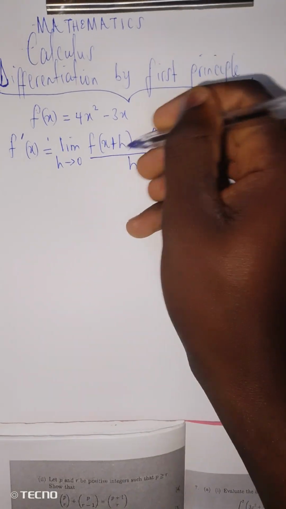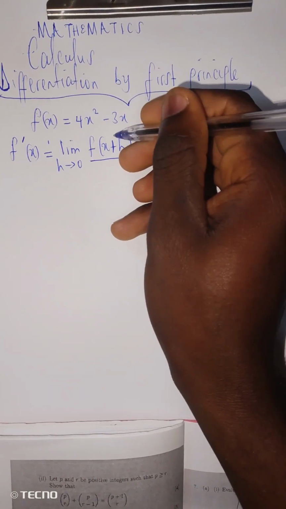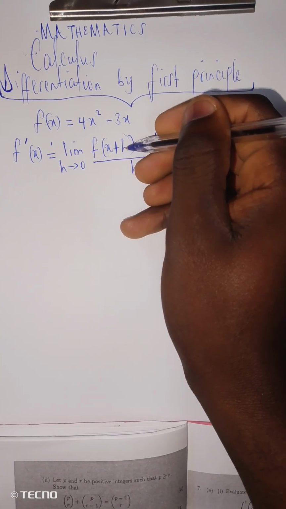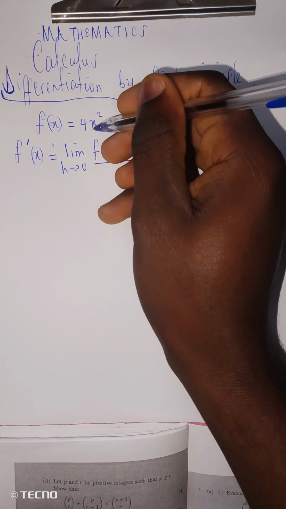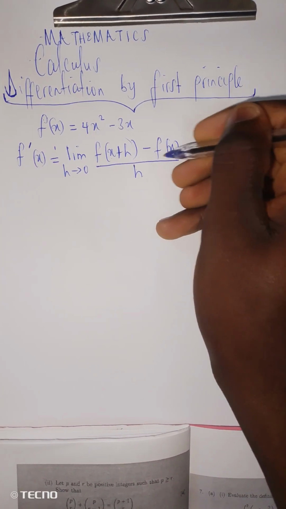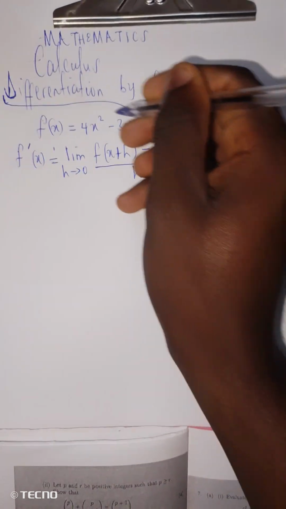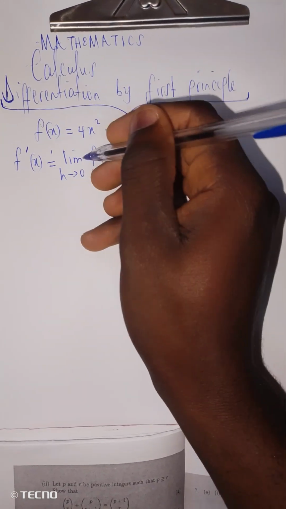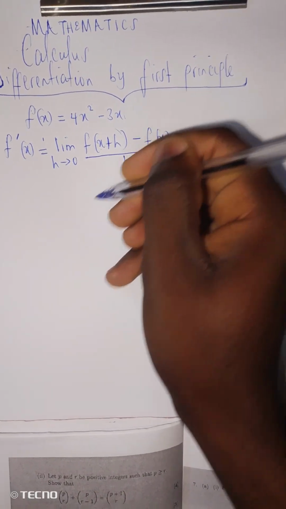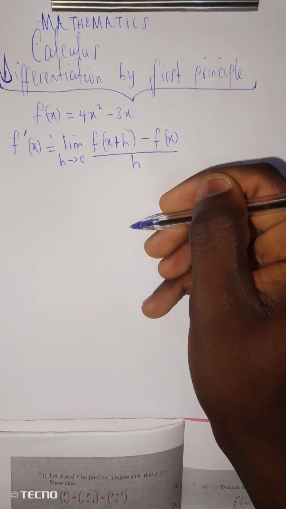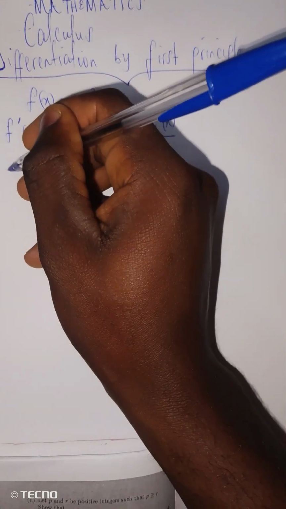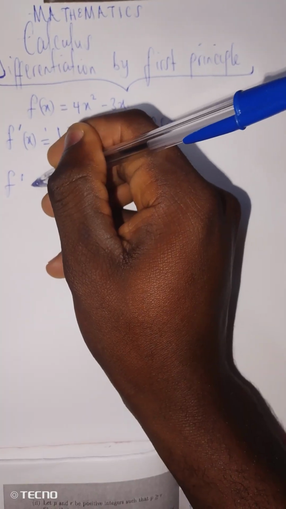So let me explain what it means. This x plus h simply means that wherever you see x in this function, substitute x plus h. Then this f of x is simply the entire function we've been given. Then we have the limit there as h approaches 0. Okay. So what I'm going to do here is I'm going to find now the derivative.